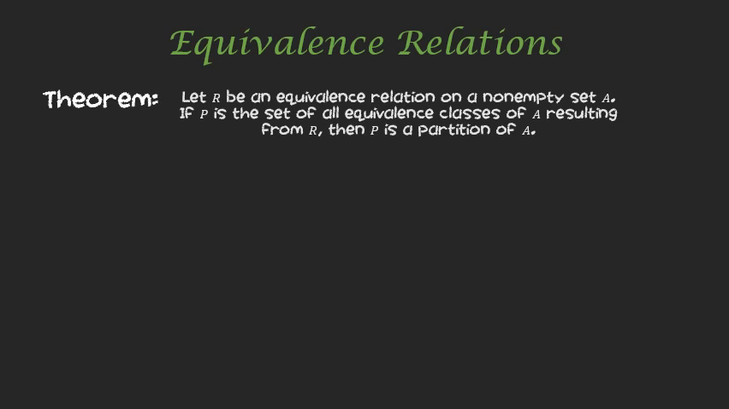So let's think about what we have to prove here, proving this implication. We'll start with the assumption that P is the set of all equivalence classes of A resulting from R. We want to conclude that P is a partition of A. So in order to conclude that P is a partition of A, well, we better remember the definition of a partition. So I'll say recall up here that P is a partition of A if three things have to be true.